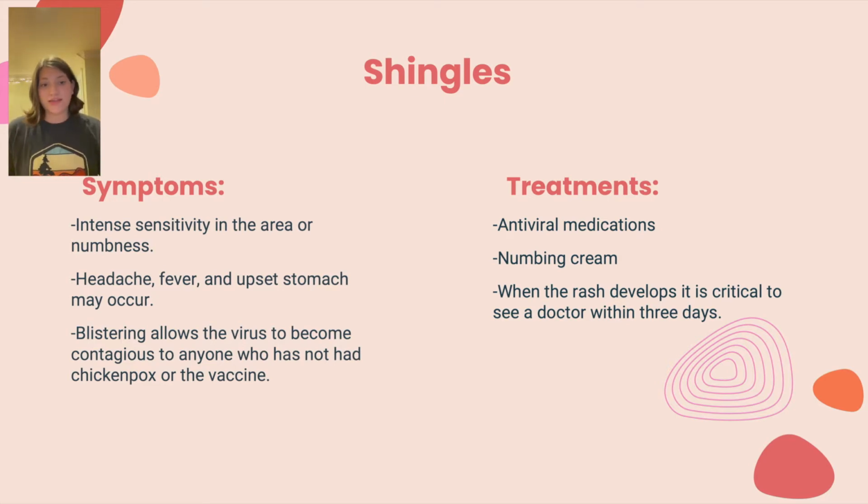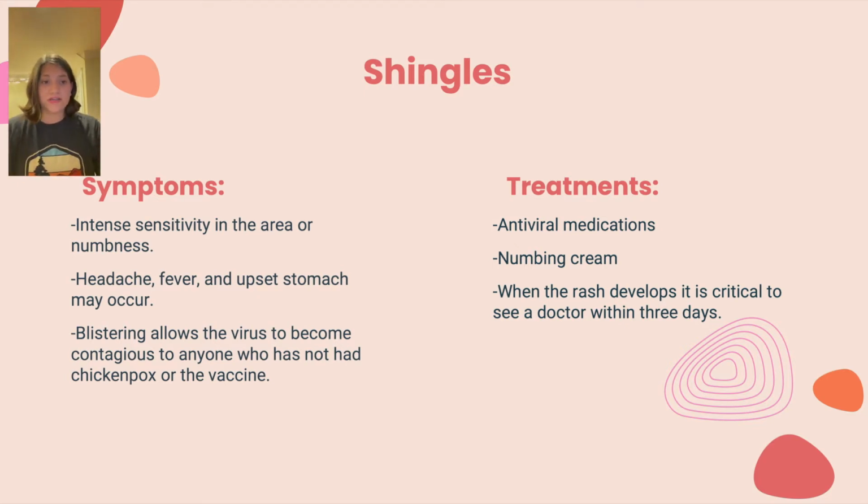As discussed on the last slide, each stage of the virus will come with different symptoms. The initial symptoms can differ from person to person. Intense sensitivity can cause pain from just simply wearing clothes, or general numbness. When the rash appears, it is common for individuals to experience headaches, fevers, and upset stomachs. The blisters are known as the most painful part of this disease. Once they are open and have leaked the contagious fluid, anyone who has not had the chickenpox before or has not had the vaccine is susceptible to being infected.